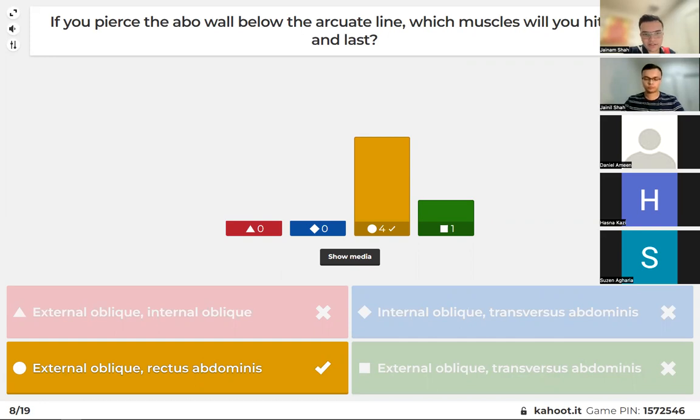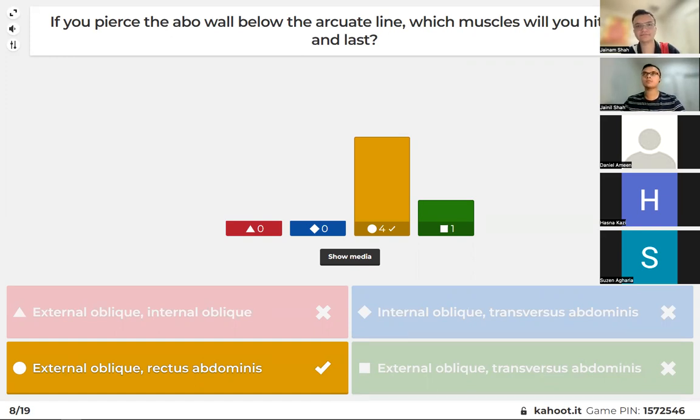Okay, out of these options, one of them I put in to trick you for above the rectus sheath. So if it was above the arcuate line, then you'd still have external oblique on the outside, but you would have transversus abdominis on the inside, which is option green. Okay, so be sure to not confuse those two.